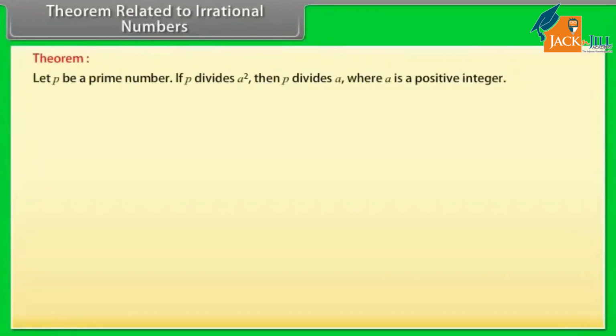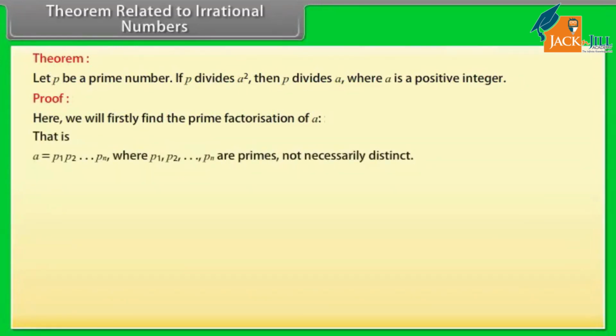Theorem. Let p be a prime number. If p divides a square, then p divides a, where a is a positive integer. Let us prove this theorem. Proof. Here we will first find the prime factorization of a. That is, a is equal to p1, p2, and so on till pn, where p1, p2, and so on till pn are primes, not necessarily distinct.